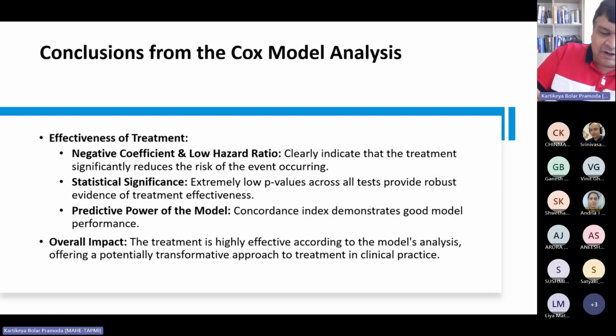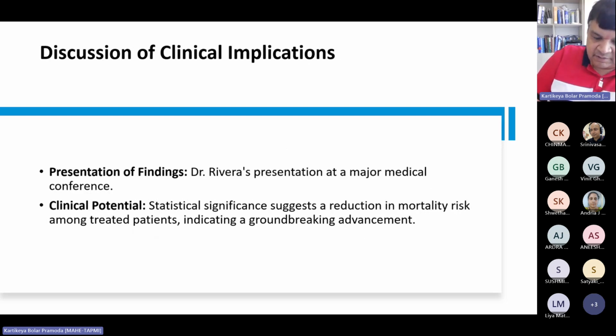I'm just talking from the case perspective. Based on that case, you could say that because there was statistical significance and a low hazard ratio associated with the treatment, they could consider the treatment to be highly effective, and they could utilize it in clinical practice.